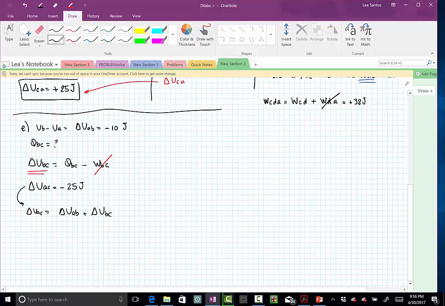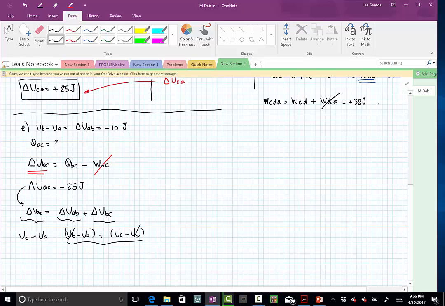Why can I do that? Well, this delta UAC is the final UC minus the initial UA. This one here, AB, is the final UB minus UA. This one here is the final UC minus UB. All right, so you see that this cancels and this is UC minus UA. So this is really true. I'm good.